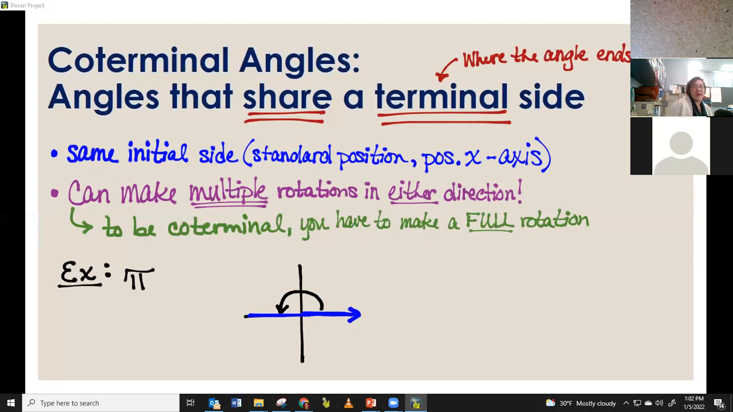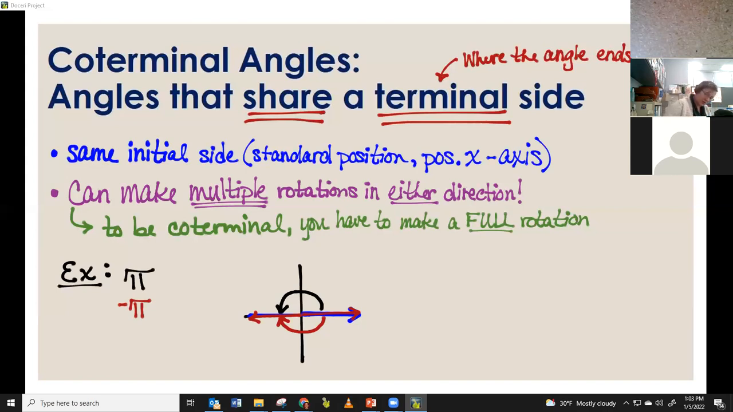If I wanted to describe a coterminal angle with pi radians, we still start in standard position. It still needs to end over here on the negative x-axis, but maybe instead of going clockwise, I went counterclockwise to get there. How would I describe that rotation? Negative pi, yes. So negative pi radians is coterminal with pi radians.